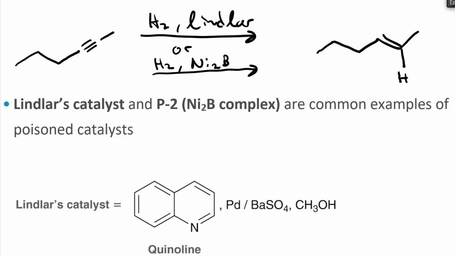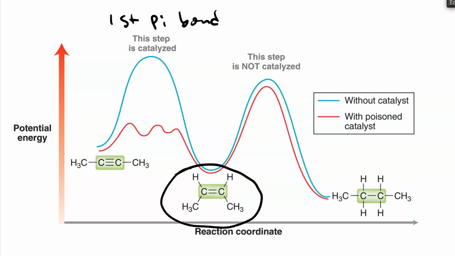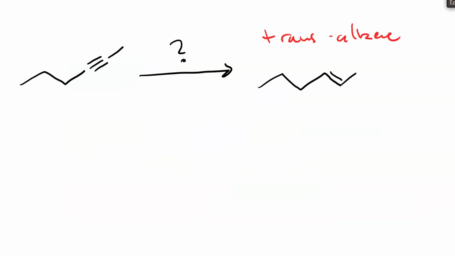But actually, stereochemically, the result is a cis-alkene, not a trans-alkene. So the methyl group would be here, and that would be a hydrogen. Poisoned catalysts only catalyze reduction of the first pi bond, but not the second. So, you stop at the cis-alkene. Now you're probably wondering how we can get a trans-alkene from an alkyne. The answer? Dissolving metal reduction.